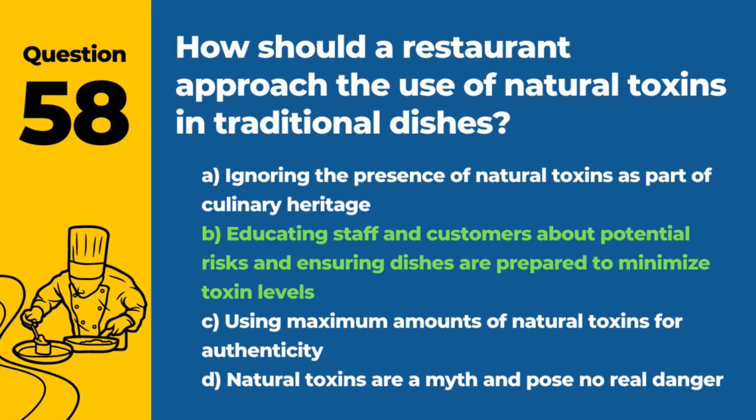Answer: B. Educating staff and customers about potential risks and ensuring dishes are prepared to minimize toxin levels. When using ingredients that naturally contain toxins, it is important to handle and prepare them in ways that reduce health risks, while also informing consumers about the dish's traditional and cultural significance.